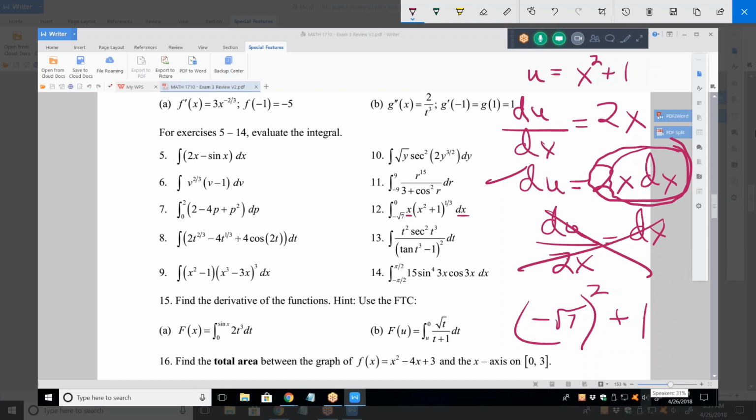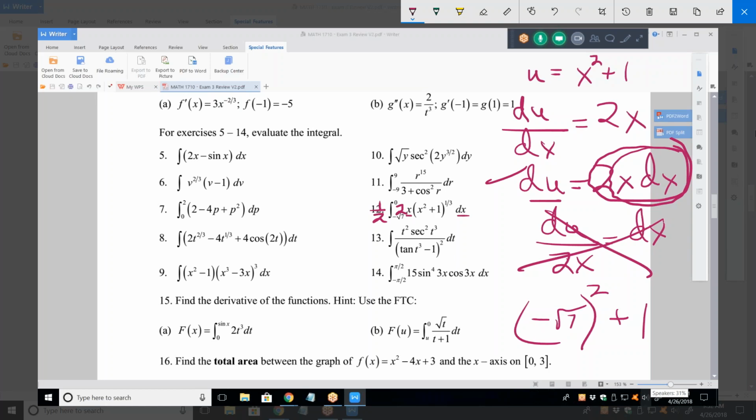Well, how do I do that? Well, let's put a 2 there and a 1/2 there. That's the way they teach it. In other words, I'm looking exactly for a 2x dx, and now I've got it. So wherever I see 2x times dx, I can substitute du immediately.